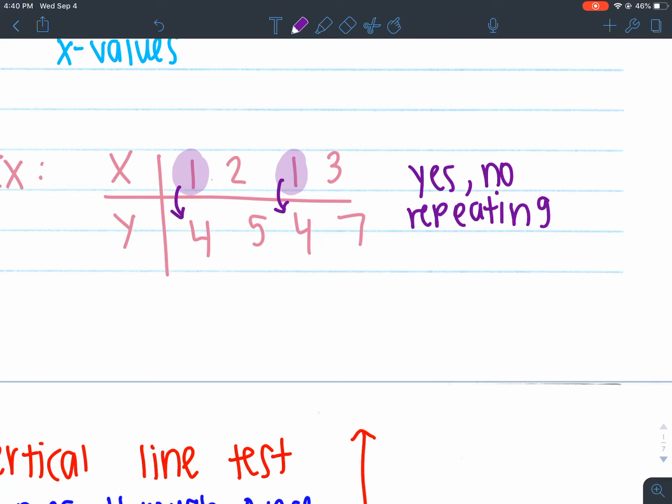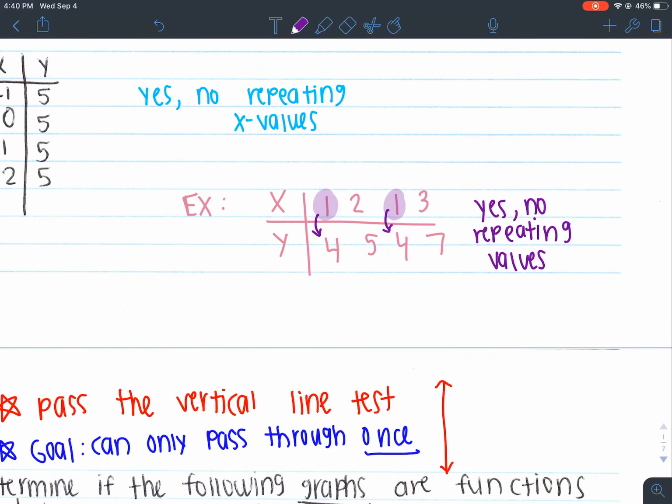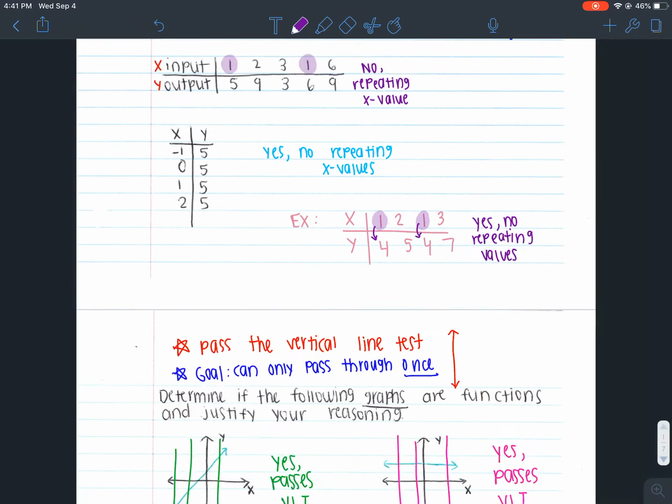Yes, it's repeating, but it's going to the same thing. So it's just like, hey, my name is Marco. Hey, my name is Marco. Like you're just repeating something over. So yes, the x is repeating, but it's not repeating going to a different y value. So it's still a function, right? The input still has only one output. The 1 still is only going to 4.